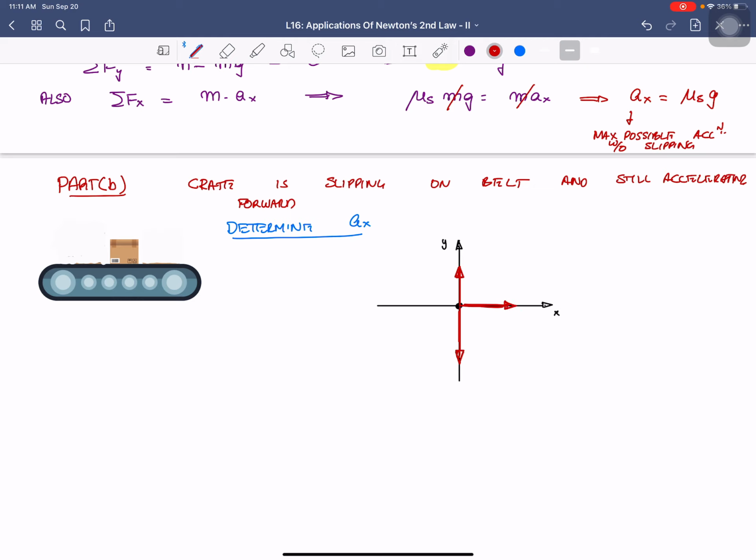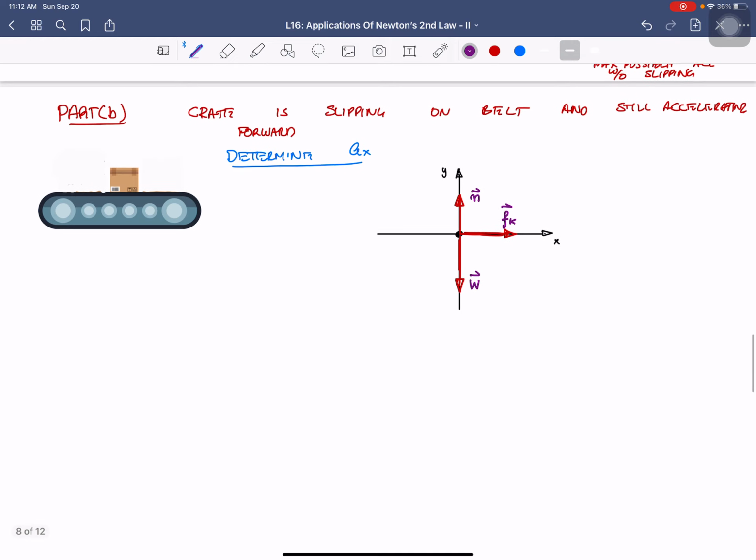Again, try to visualize. If you were standing on the conveyor belt, you would notice that the conveyor belt is going really fast. It's got this large acceleration, but the crate is moving in exactly the opposite direction relative to it. And that's what tells us that the force of kinetic friction is in the positive direction. So we have the weight, the normal force, and the force of kinetic friction acting in that direction.